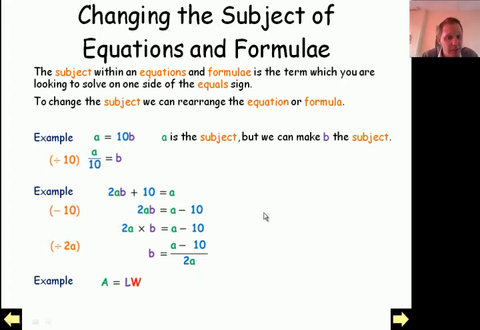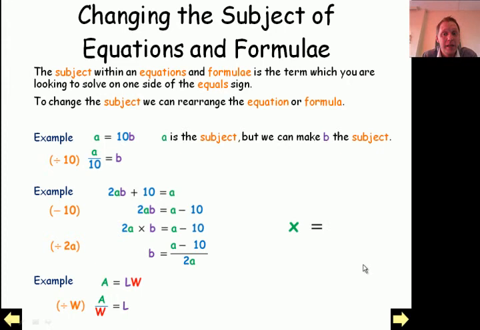Another example using a formula, we've got A equals LW, and I could change this to make L the subject by dividing both sides by W. Dividing this side by W would remove this, because W divided by W, anything divided by itself, equals 1, so I'd end up with 1L. And then A divided by W is what I'm left with on this side, which equals L. I've made L the subject.